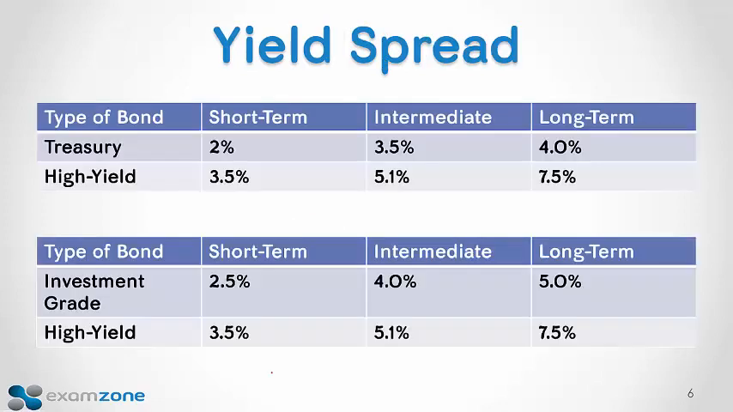Here it's the opposite. Same maturities. How much more yield can I get if I'll take on some risk? The difference between treasuries and junk, or the difference between investment grade and junk. I think I usually see it the first way. And so the test might talk about the risk premium. Well, that's just the higher yield you could get on the junk bond. For the short term, there's a 1.5% risk premium. You might say, is that really worth it?